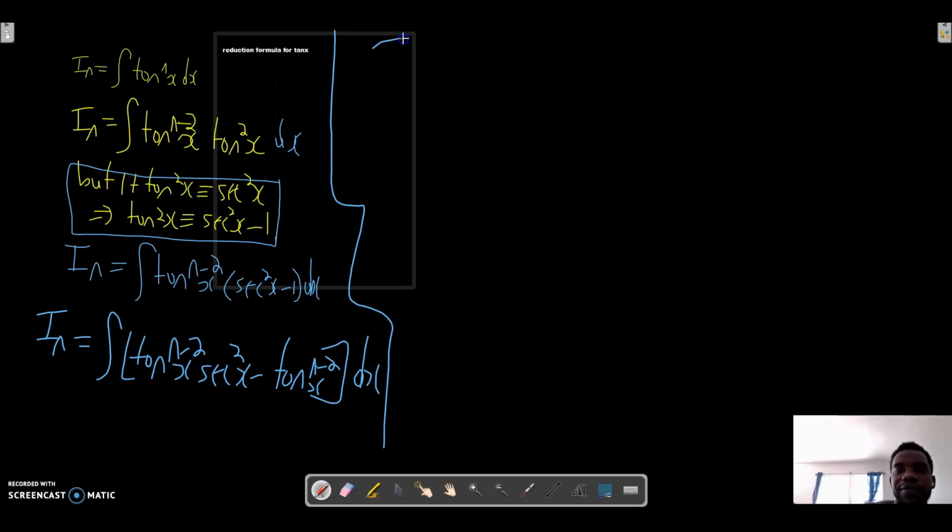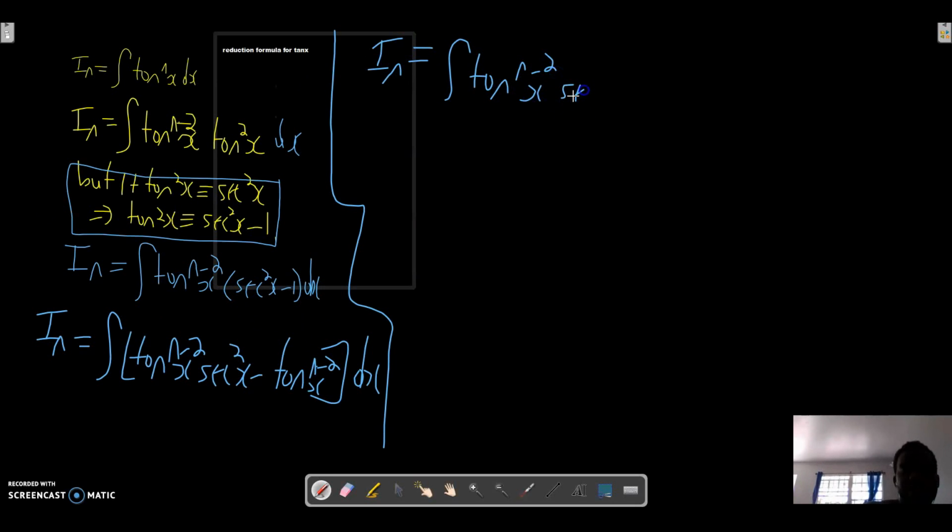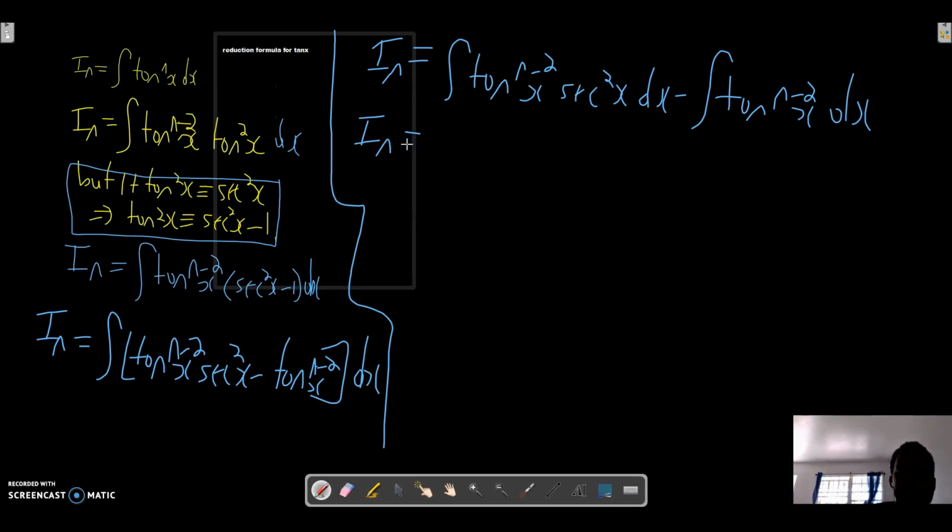So I'm going to have In equal, because when we integrate a sum or a difference, we can split the integral, the integral of tan to the n minus 2x sec squared x dx minus the integral of tan to the n minus 2x dx. Now, if we look at this part keenly, we realize that we have the integral by recognition here. Let me just quickly remind you what that says.